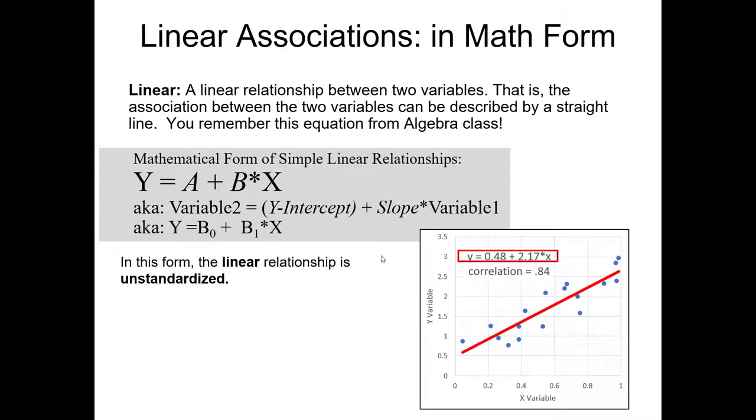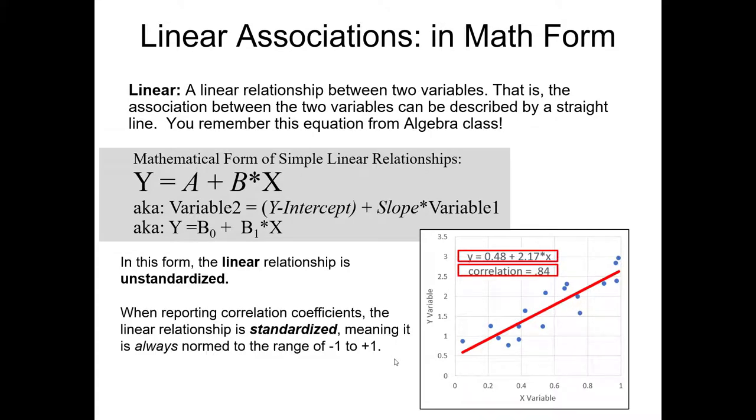When we report correlation coefficients, on the other hand, the linear relationship is standardized, meaning it's always normed to the range of negative 1 to positive 1. Doesn't matter what the scale is of the x or y variable, the correlation coefficient will always fall within this range. As we see here, the correlation is 0.84, a rather strong correlation, which is apparent by how well the simple straight line fits the data.